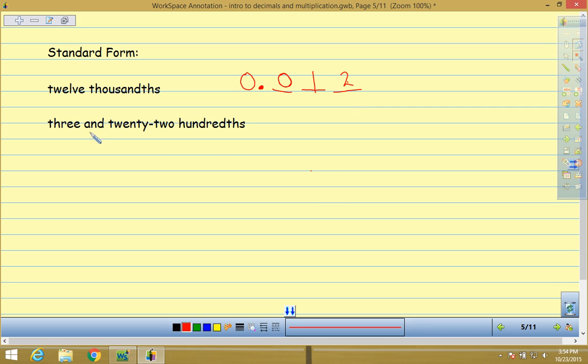Now I look at this next one, and I do see the word "and," so I know that I am going to have a whole number. I have the whole number of 3, which is going to the left of my decimal. And then I have 22 hundredths. So I go out and I draw my place value bars to the hundredths place. I'm going to have 22, and this one fits nice and easy, 22. Okay?